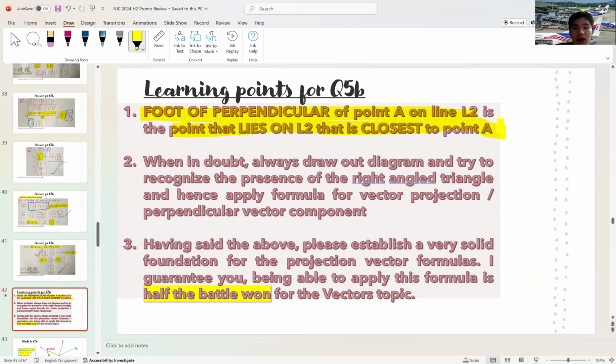Then it's going to be the foot of perpendicular of point A onto the plane, right? Same idea. And how did I know all this? Because initially I was in doubt. So what did I do? I drew a diagram, right?